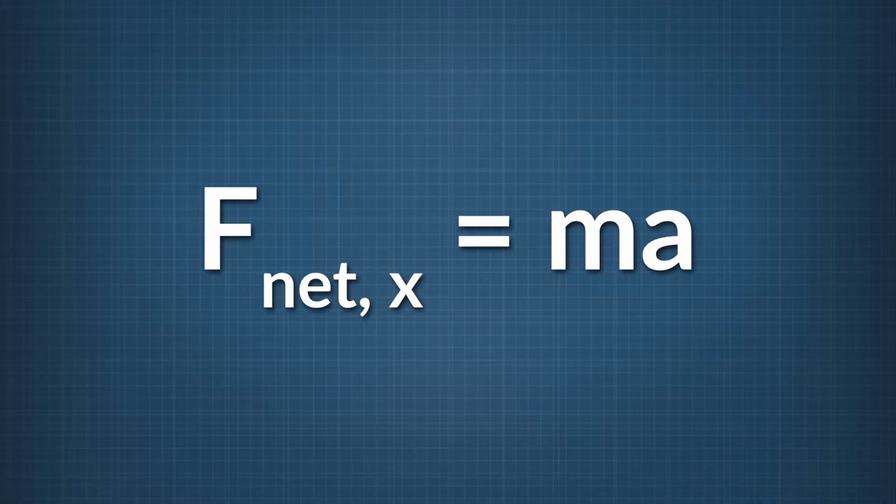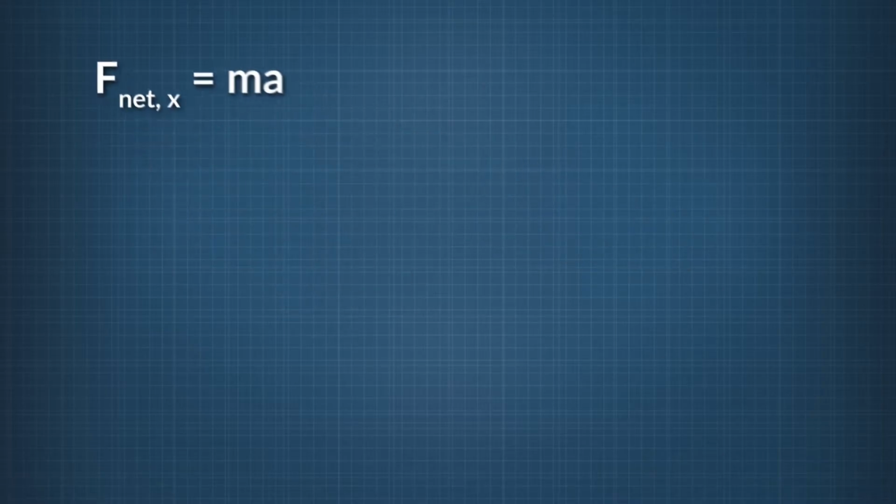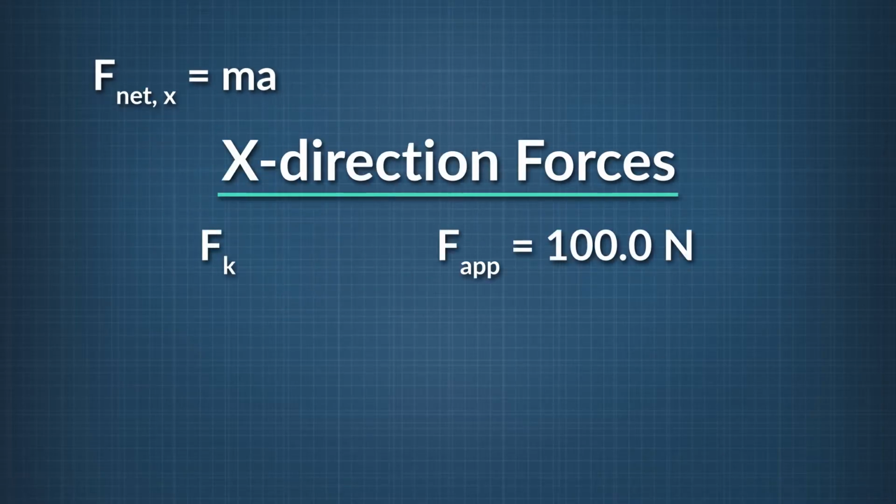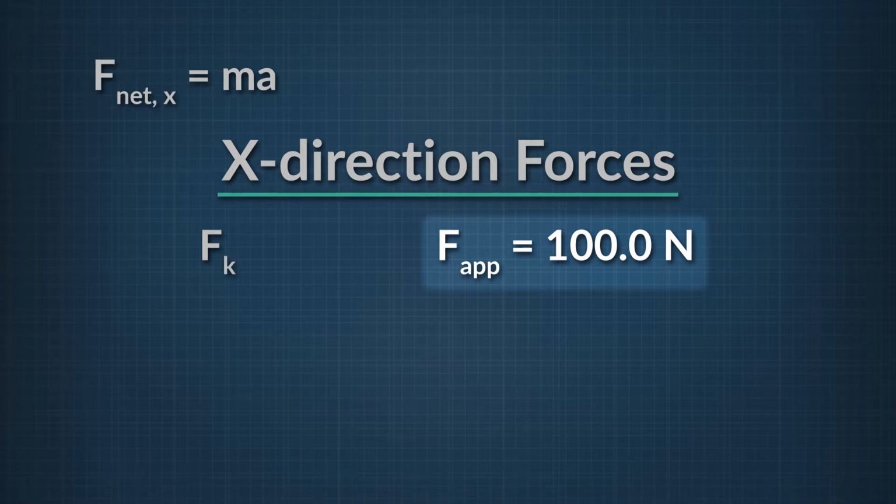Next, let's solve for the acceleration of our box by looking in the x direction. Our net force in the x direction is equal to m times a, since we aren't at rest and the problem doesn't say we are moving at a constant velocity. There are two forces in the x direction, our applied force of 100.0 newtons to the right and the force due to kinetic friction to the left.